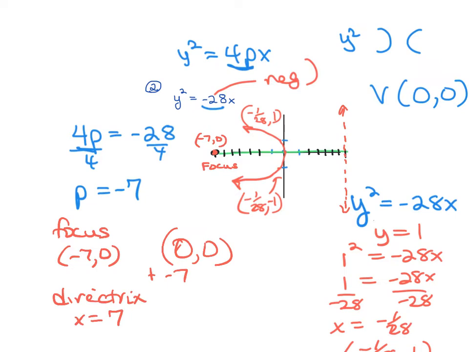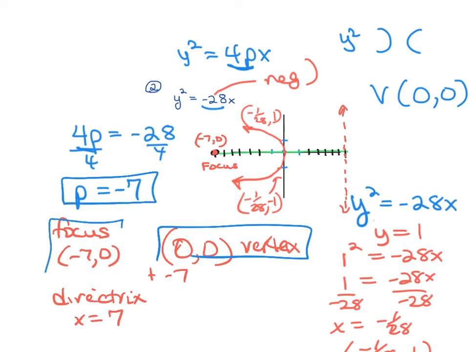So again, we found the vertex, we found the p-value, we found the focus point, we found the directrix, and then we found an additional point for our parabola. Let's try another one.